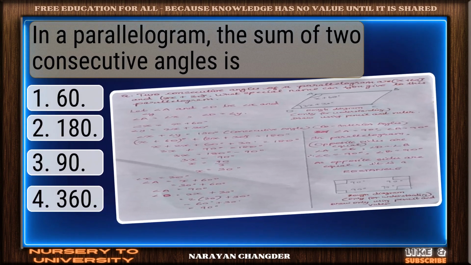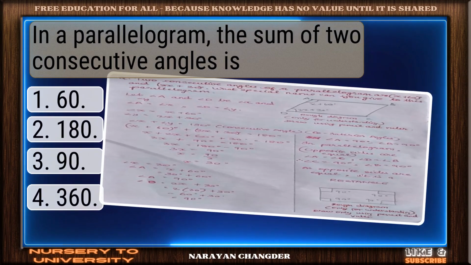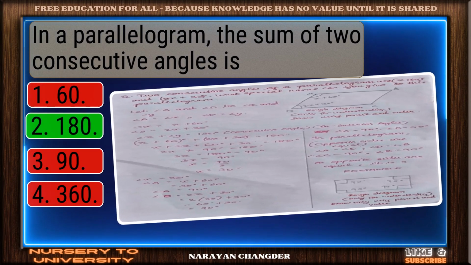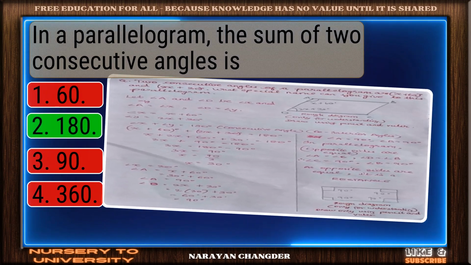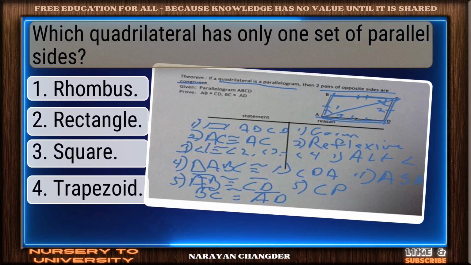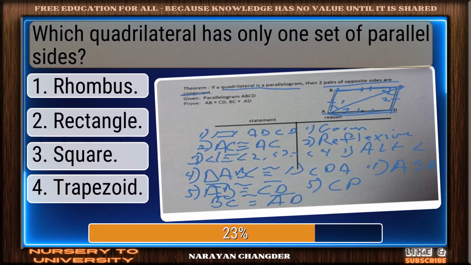Question number 85. In a parallelogram, the sum of two consecutive angles is. Smart pick. 180 is the correct choice. Question number 86. Which quadrilateral has only one set of parallel sides?